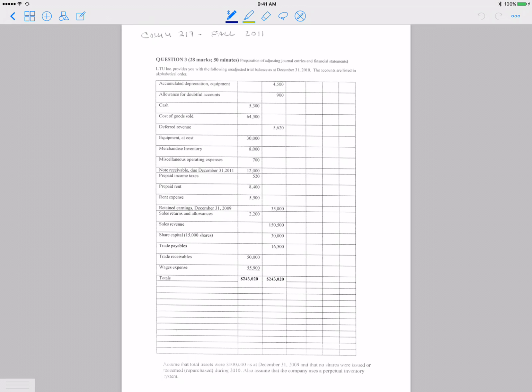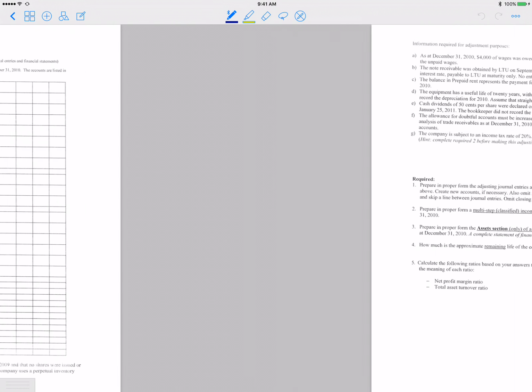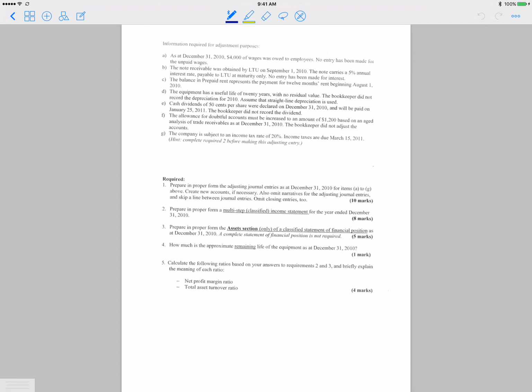So now we're going to solve COMM 217 Fall 2011 midterm question number 3. We're going to start by looking at our requirements, which are right here, which tell us that we need to prepare the adjusting journal entries as at December 31st, 2010. So it's always important to note the date. So adjusting journal entries, December 31st, 2010, for these items that are seen above.